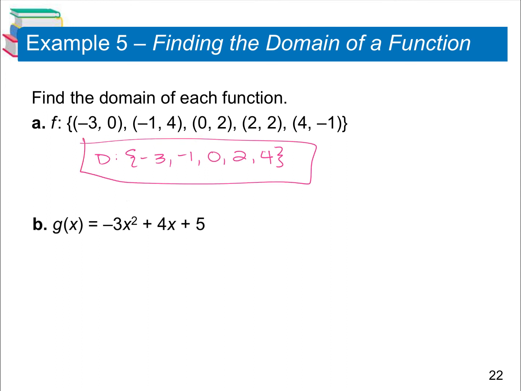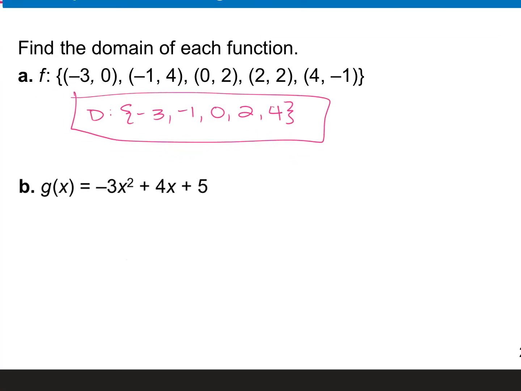For one like example B, however, where you're given g of x is equal to negative 3x squared plus 4x plus 5, this one gives you an equation that x is not in the denominator, nor is it inside a radical.